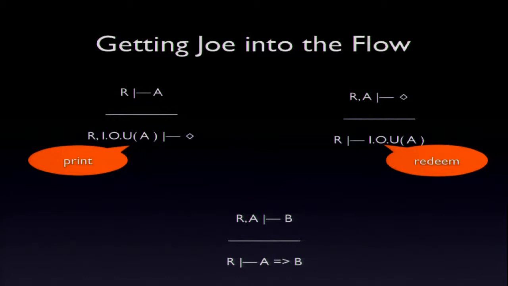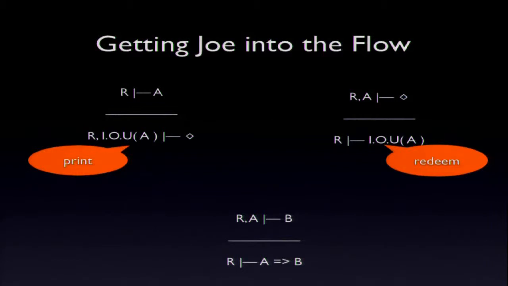So the basic idea is if we're resourced with some collection of resources R, and that allows us to meet a demand for A, then with no demands on the system whatsoever, we can, with resources R, we have the right to print an IOU for A. Okay, so let's think about that very carefully.